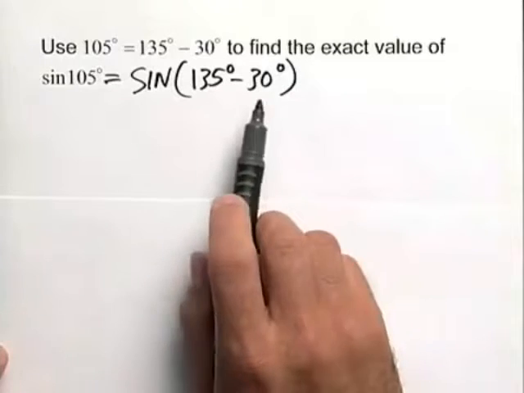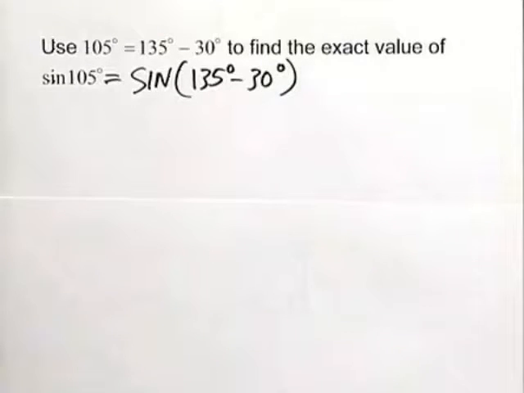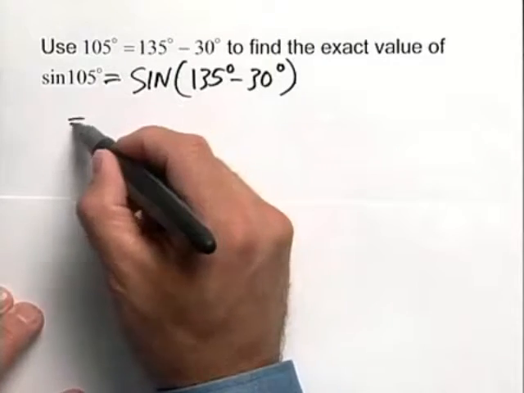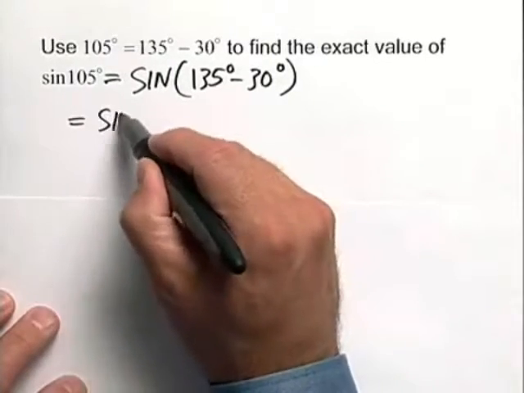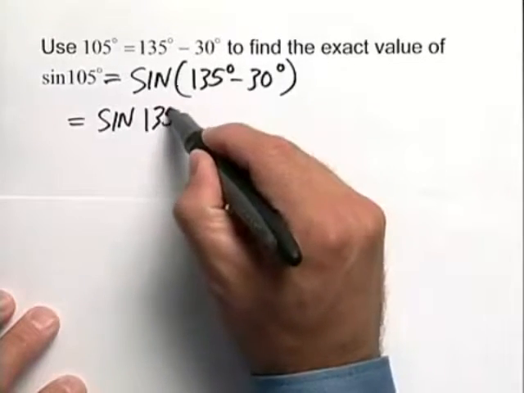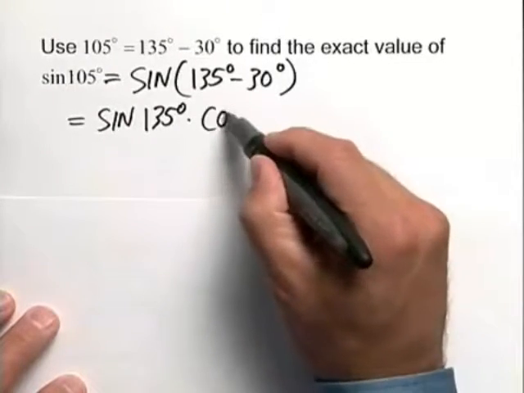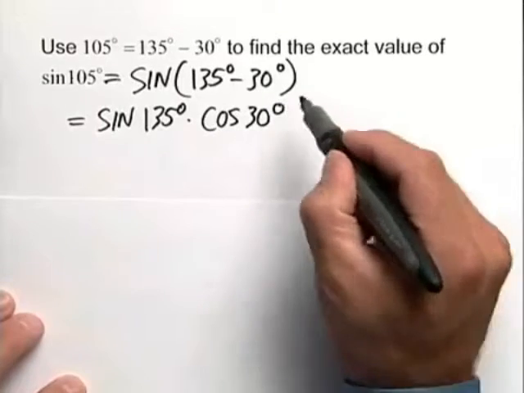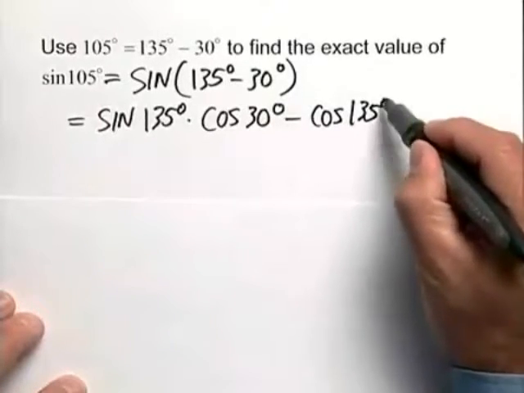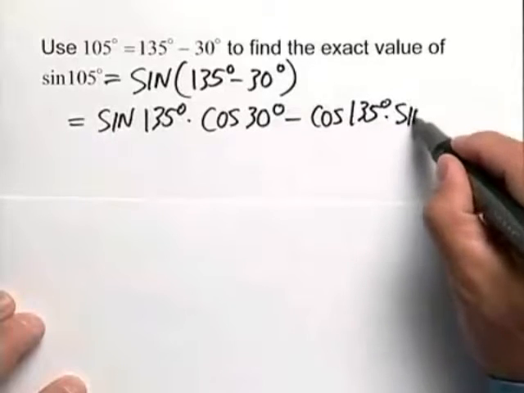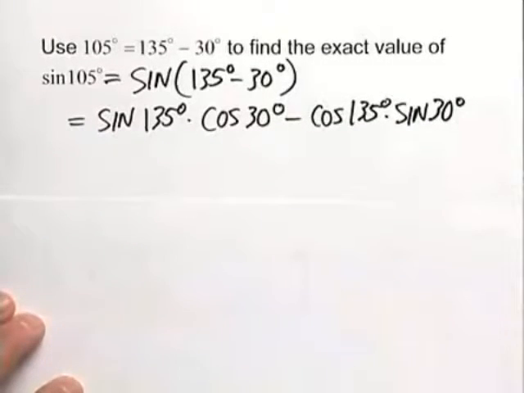Now the 135 and the 30 are more standard angles as opposed to the 105. And this obviously sets up well for the difference formula for sine. So we can write this as the sine of 135 degrees times the cosine of 30 degrees minus the cosine of 135 degrees times the sine of 30 degrees.